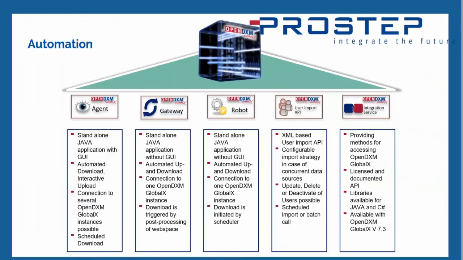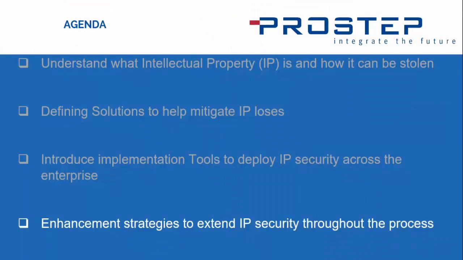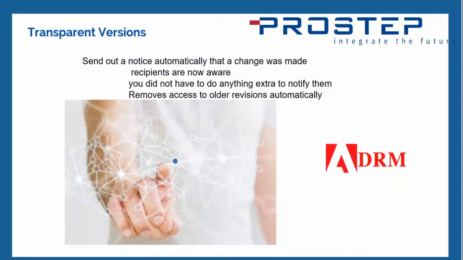There are some automation tools out there, things like agents or gateways or robot processes, background processes, to be able to confirm validity of your secure data and manage those security needs throughout the process from inception all the way through final delivery. So there are some enhancements in your strategies, right?